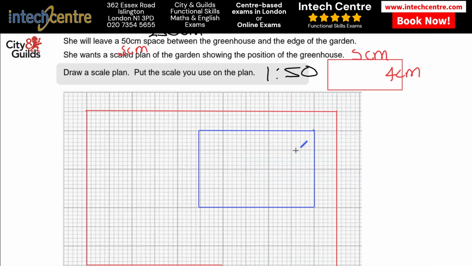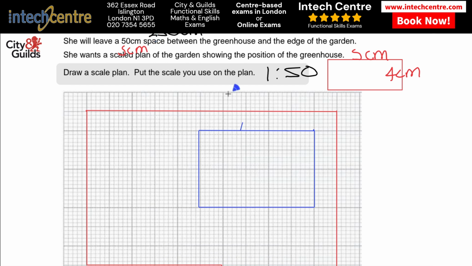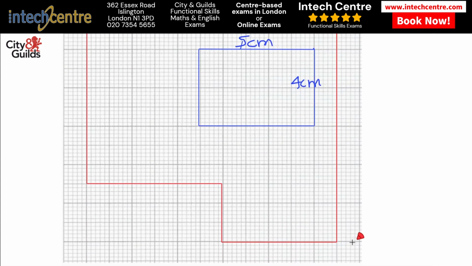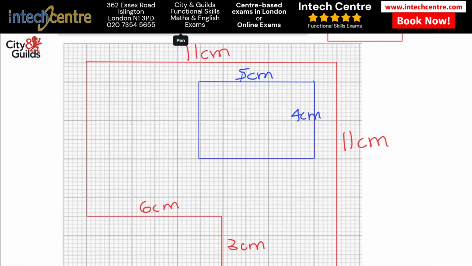So putting all the correct lengths into our diagram, we know that this over here is our greenhouse. From our scale up here, this length here is 5 centimeters. Oh, I'm so sorry, I'm in my drawing side again. So we'll just go back into the pen. This is 5 centimeters. This is equivalent to 4 centimeters. And then for our actual garden, this was 11 centimeters. This edge here was also 11 centimeters. Down here we have 5 centimeters. This side is 3 centimeters. This side is 6 centimeters. And this side is 8 centimeters.